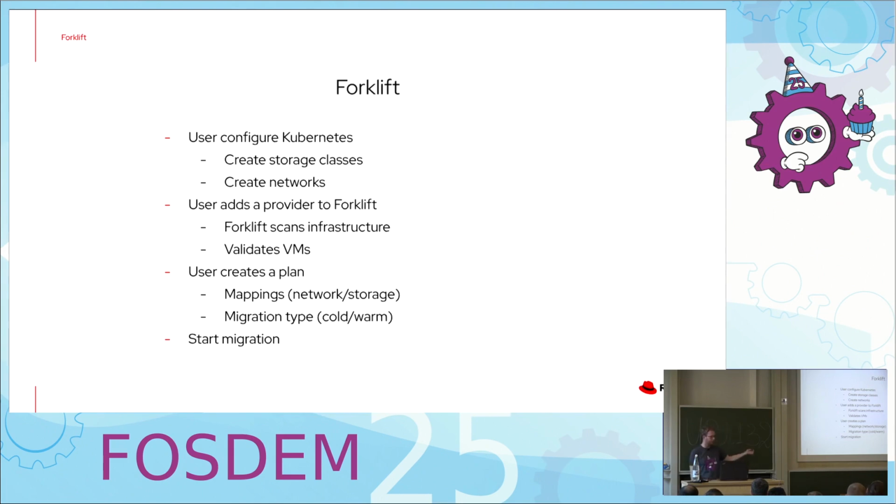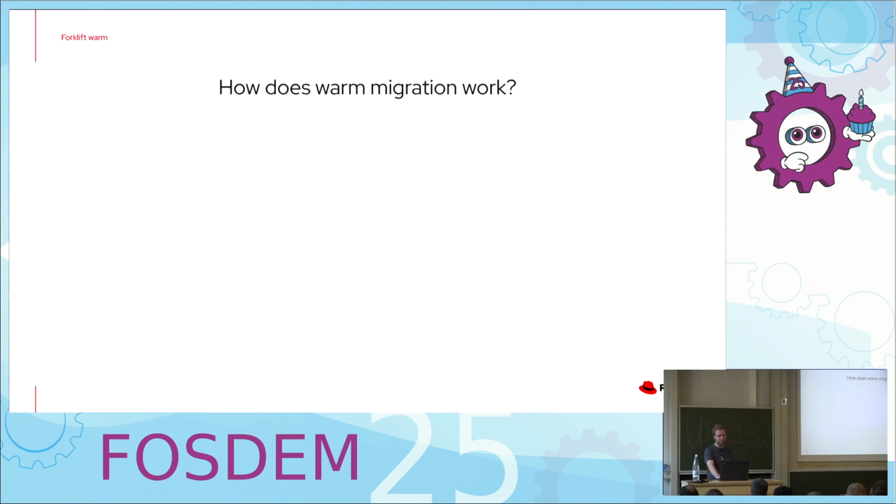Next, the user needs to create the mappings, network and storage. So we have a VM with some specific storage, and they need to tell us from which data store it needs to be migrated to which storage class. And the same goes for networks. We then have two migration types, cold and warm. The cold one is the V2V flow. It shuts down the VM, migrates it, and then boots it up. High downtime there, same as V2V. It's actually using V2V under the hood, and then starting the migrations.